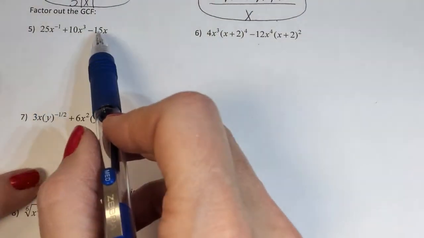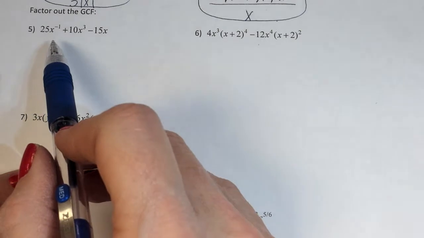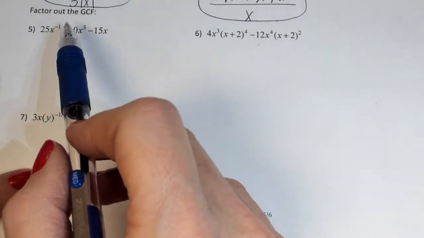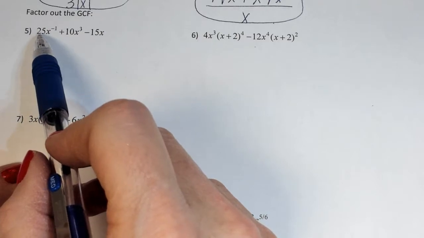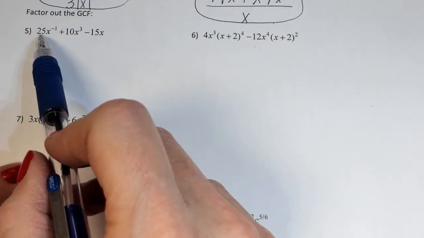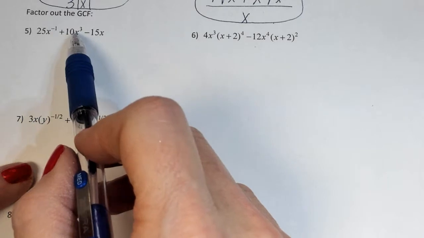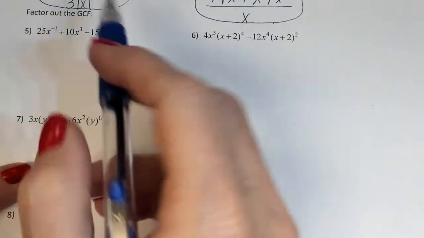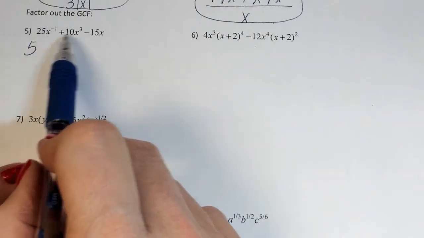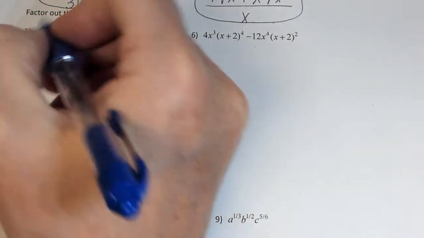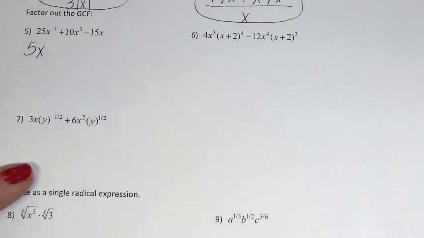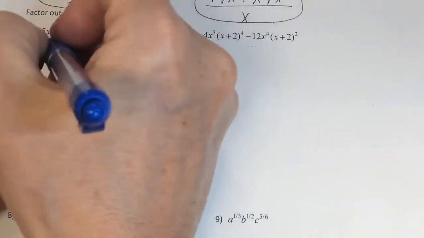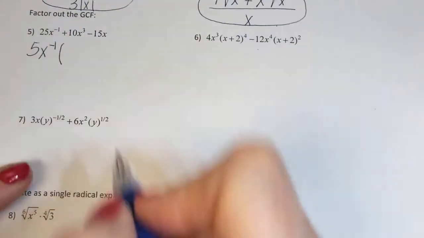Okay, factoring out the GCF. This gets a little confusing, so watch closely. When I'm factoring something out, I always factor out the greatest common factor. So what's the greatest common factor for 25, 10, and 15? 5. So I'm going to factor out a 5. When I take out the x, I take out the lowest exponent. So what is the lowest exponent? -1. So I'm going to have to take out 5x to the -1.